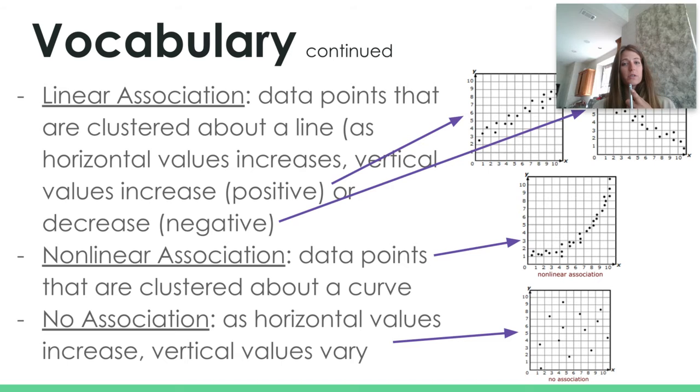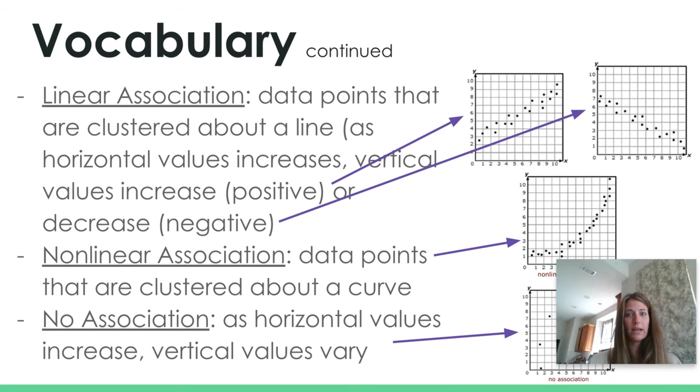We have linear association, which means all the points are clustered about a line, because it's a linear association. We know linear means line. And if they're associated, that means they're correlated. That means they go together. There's two examples on the screen, the positive and the negative. As the horizontal increases, if the vertical also increases, that's a positive. As the horizontal increases and the vertical decreases, that would be a negative, but we'll get into more of that next week.